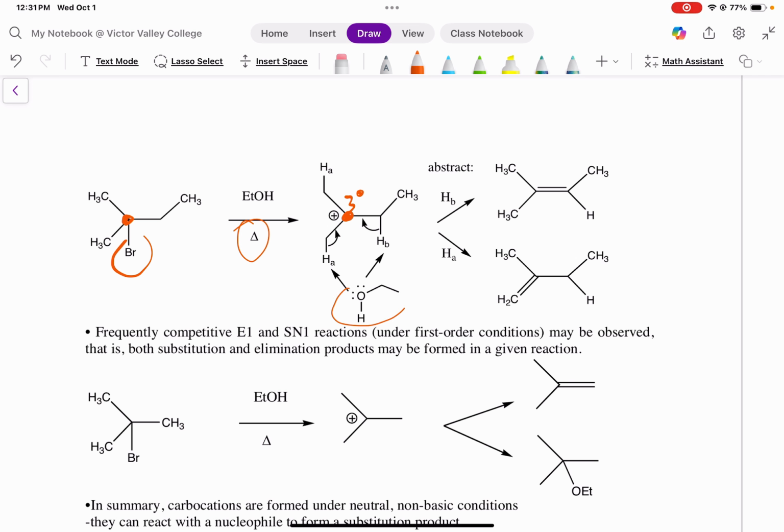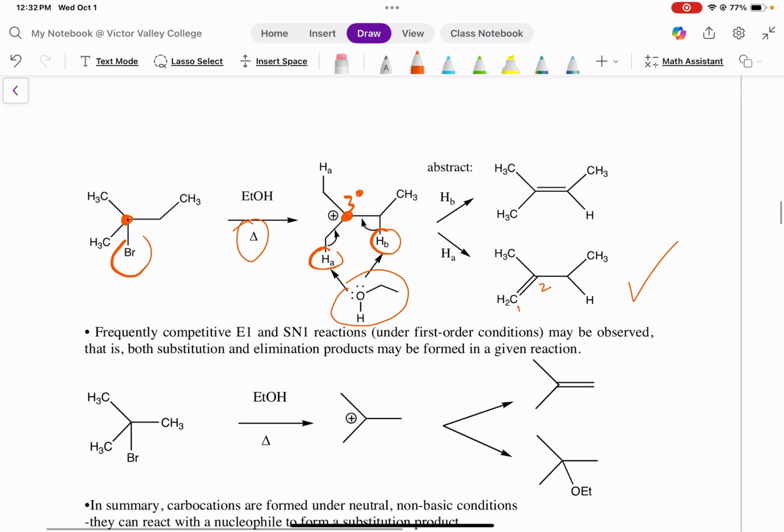The incoming nucleophile doesn't come in. Instead, it grabs the hydrogens. There's two options here. One is the hydrogen A or the hydrogen B. If it grabs the hydrogen A, we get the terminal alkene, the alkene on carbon number 1, right? Now, if it grabs the hydrogen B, we get the internal alkene, which is better. That's a more substituted alkene, so it's more stable.